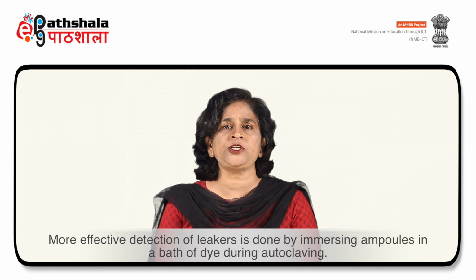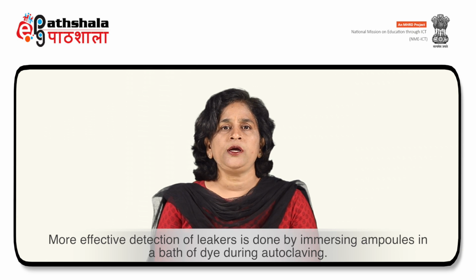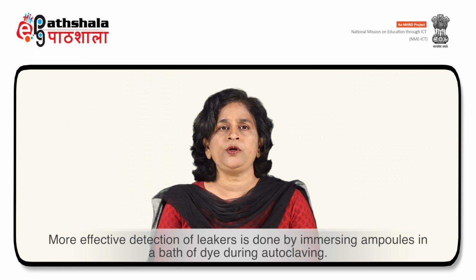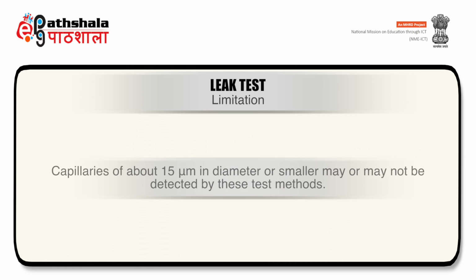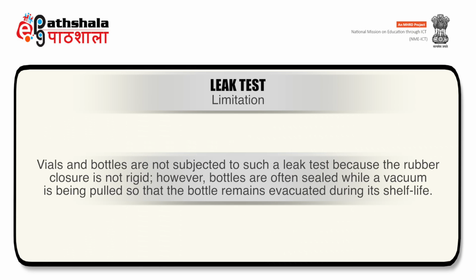More effective detection of leakers is done by immersing ampules in a bath of dye during autoclaving. The method of leak detection has certain limitations. Capillaries of about 15 micrometer in diameter or smaller may or may not be detected by these methods of leak detection. Vials and bottles are not subjected to such a leak test because rubber closure is not rigid.